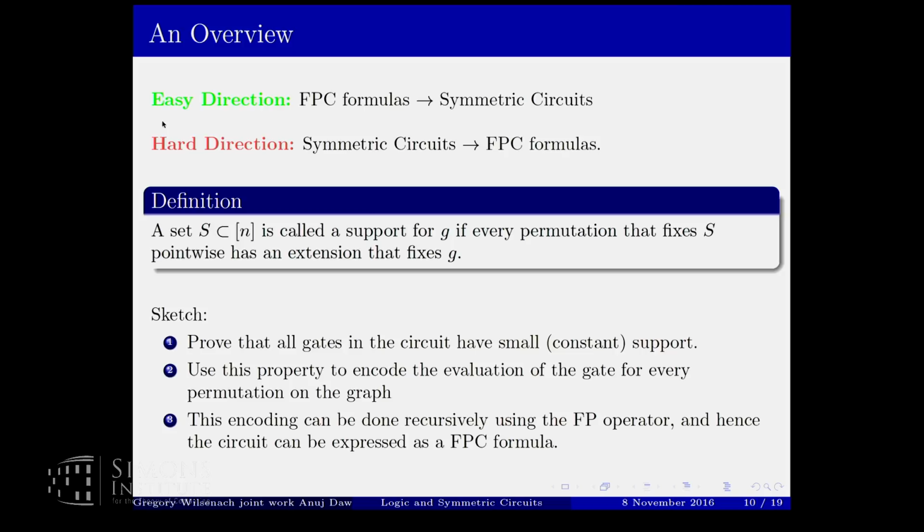And then in parts 2 and 3, they use that notion of constant size support to encode all the information they're going to need to evaluate a gate for any particular permutation of the graph, and they use that and the fixed point operator to actually construct an FBC formula equivalent to the family of circuits.